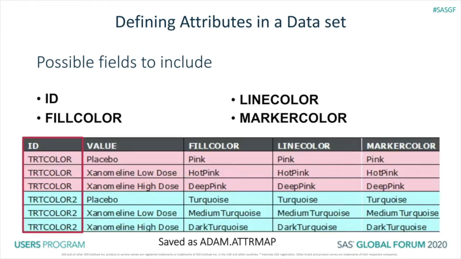When you create your data set, you can have multiple data attribute maps within the same data set. So in this example, I have two attribute maps. One is called treat color, which is my colors based on various shades of pink. And then I have treat color 2, which is the various shades of turquoise. And so now I have two different attribute maps. I'm using the ID variable to uniquely identify those attribute maps.